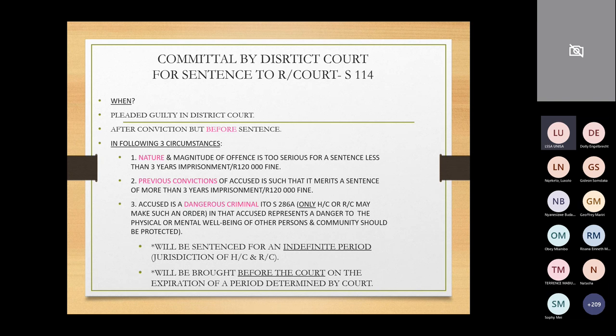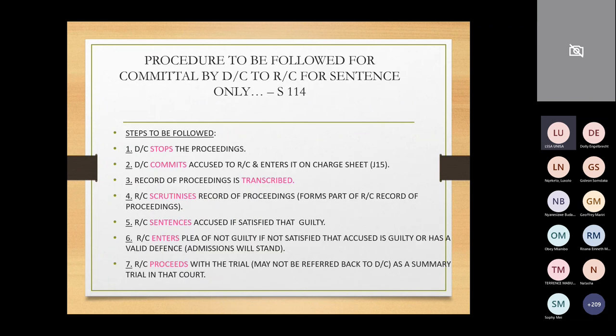This is the committal by the district court for sentence to the regional court in terms of section 114. When does this happen? When the client pleaded guilty in the district court, after conviction but before sentence. This is what I said earlier: when the court is of the view that the magnitude of the sentence will be more than the jurisdiction of the court sitting can impose, then the matter will have to be transferred to the regional court.